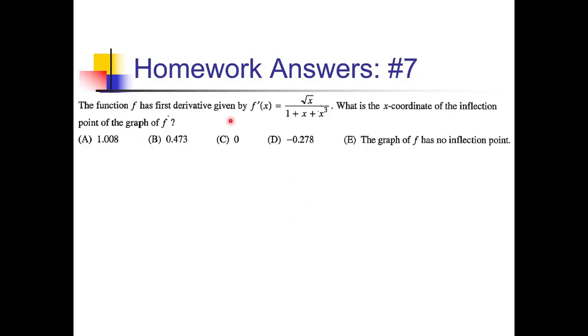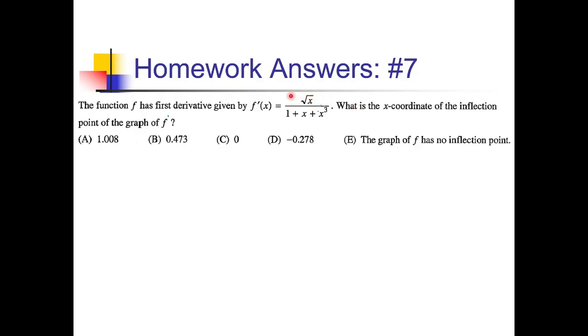For this problem, we have a function whose first derivative is the square root of x over 1 plus x cubed, and we want the x-coordinate of the inflection point, if it exists, for the graph of f. All right, well, if we already have f prime, to get the inflection point, we need to know where f double prime is changing sign.